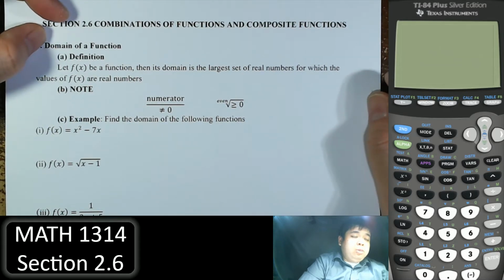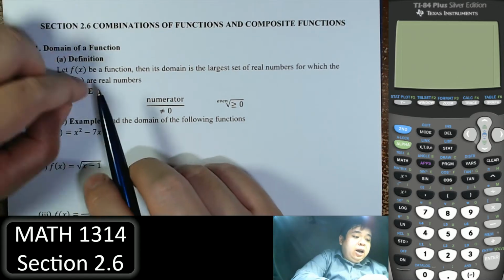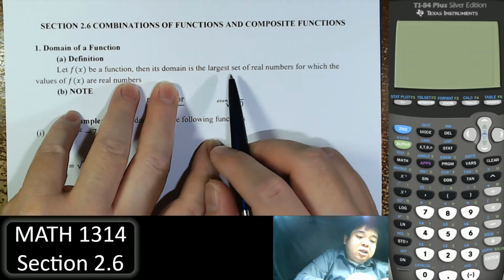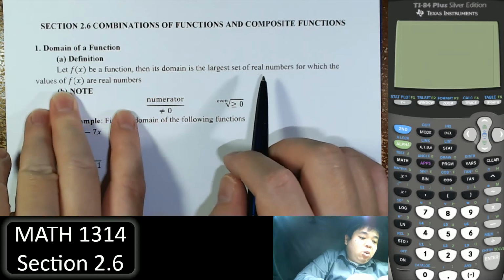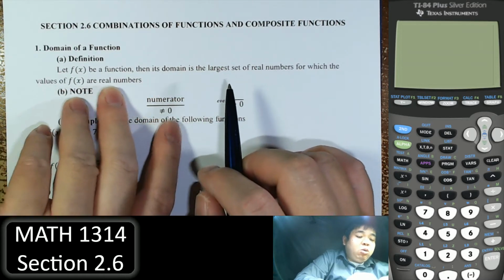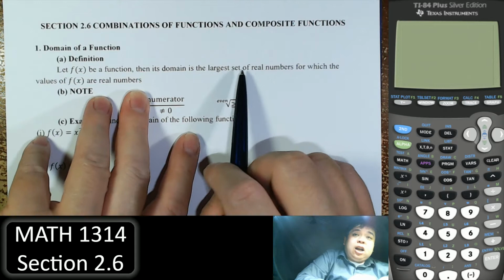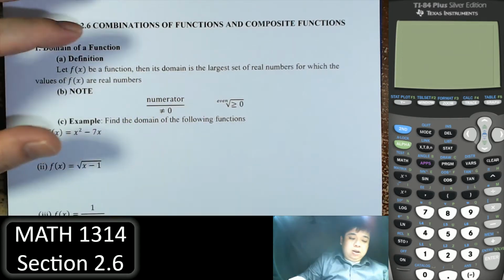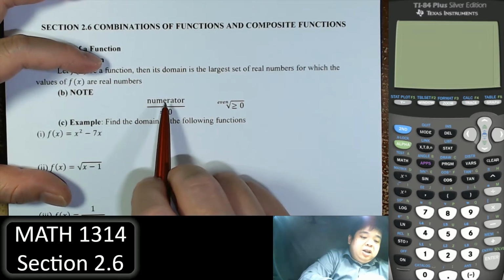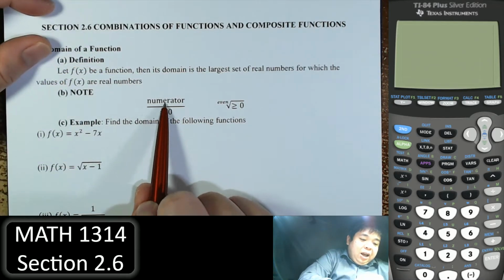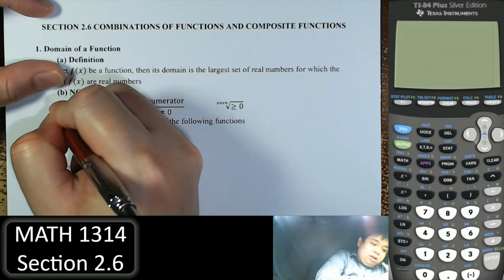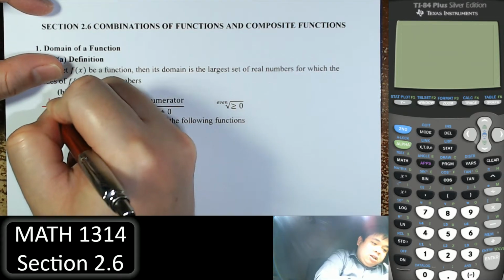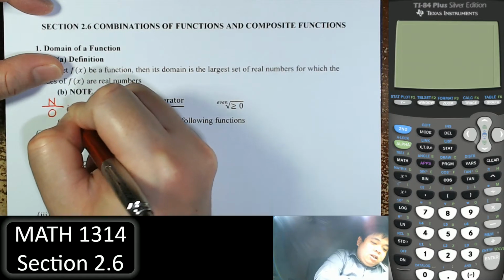First, domain of a function. If f of x is a function, then the domain is the largest set of real numbers for which the values of f of x are also real numbers, meaning the set of all the x values that make the function defined. Because of that, when we divide by 0, it is undefined. So when we divide by 0, let's say the numerator on the top, it is going to be undefined.